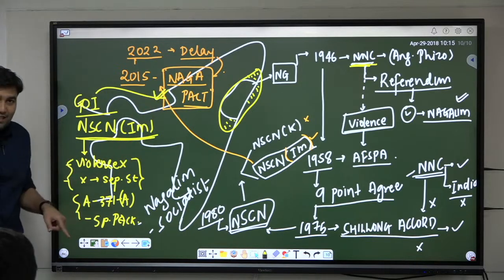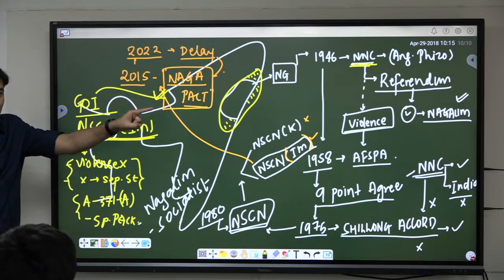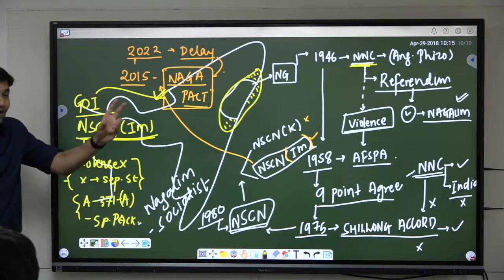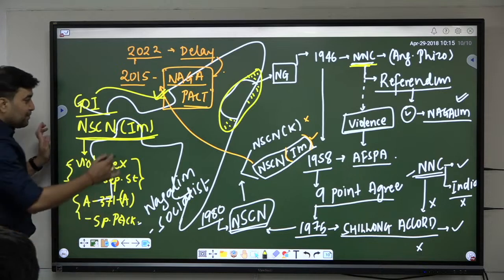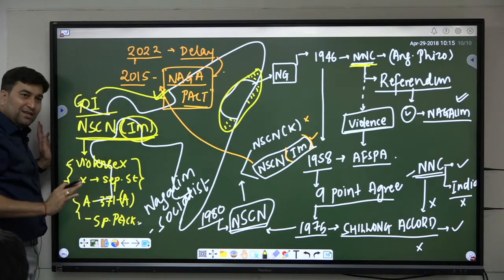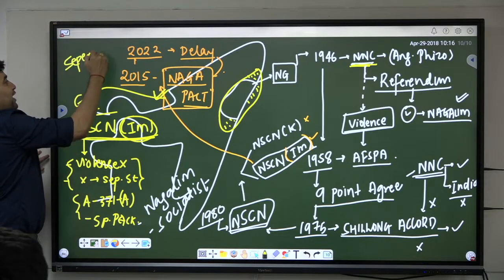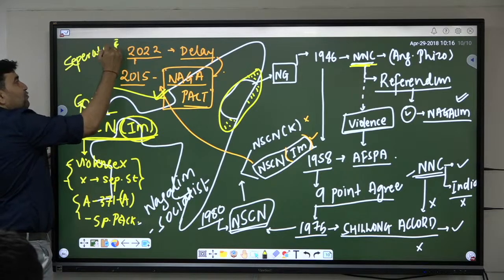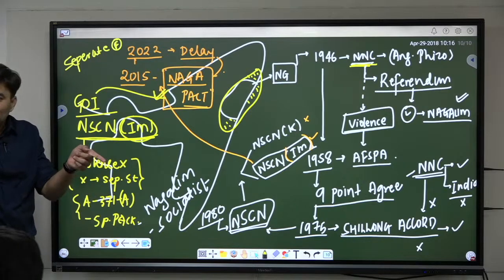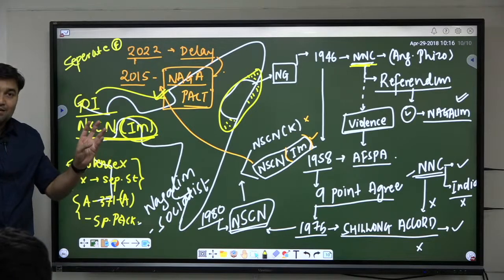However, recently there is delay in the implementation of the pact because there are allegations from both sides with respect to proper implementation and the wordings of this pact. As per this, NSCN-IM says that it has agreed to the pact, but it wants a separate flag, which was not part of it as per the interlocutor R.N. Ravi.